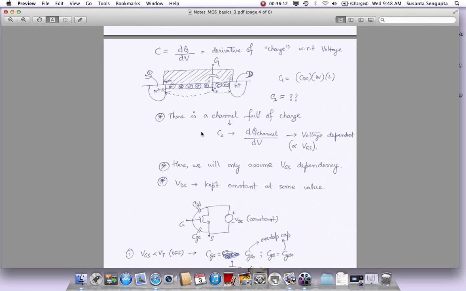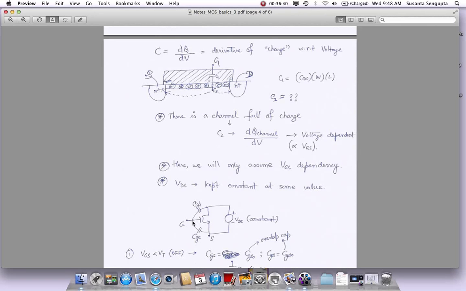It will also vary with the drain to source bias based on how it's biased, but we'll look into that later on. So C2 is the derivative of the charge in the channel with respect to V, V in this case being VGS. That's what we are considering. We are not considering VDS yet. We will go there in just a little bit, but not yet. Here we are assuming that VDS is constant at some value, and we are not changing it. So VGS is the only term that is causing this capacitance.